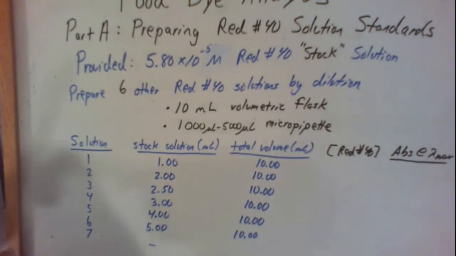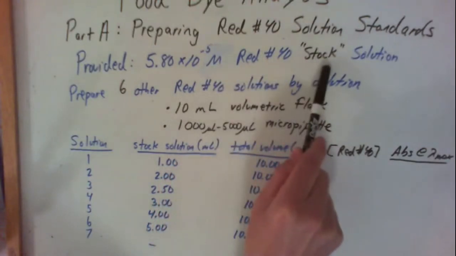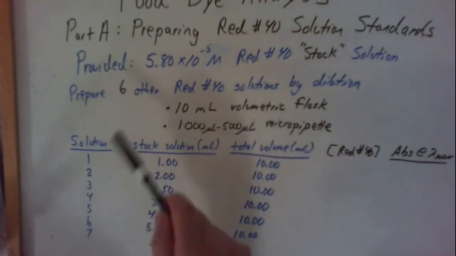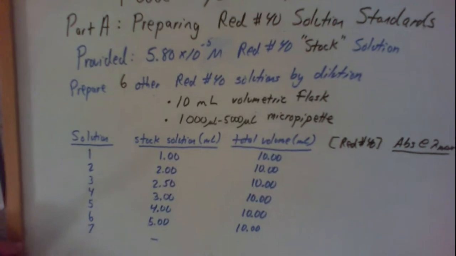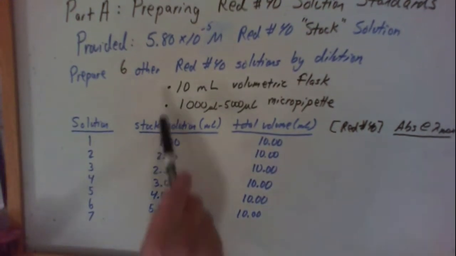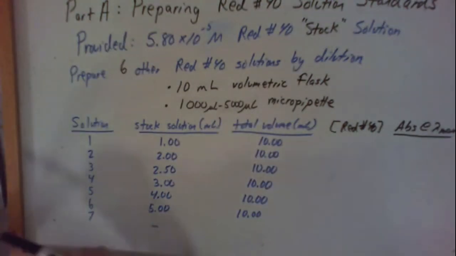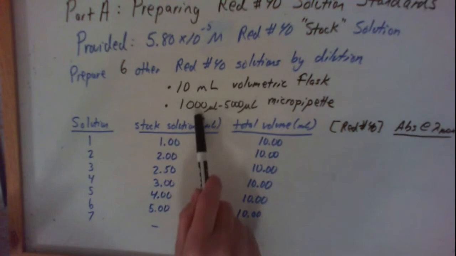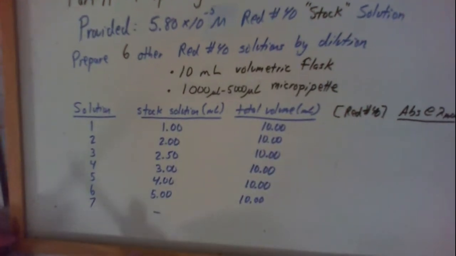So to do that, we're provided first a 5.80 times 10 minus 5 molar red 40 stock solution. This is the solution from which we'll prepare all the other diluted solutions. We'll prepare specifically 6 other diluted solutions, and we want to be very careful about making these solutions as accurately as possible. So we'll use a 10 milliliter volumetric flask to contain 10 milliliters of solution, and then to deliver various volumes of the stock red 40 solution, we'll use what's called a 1,000 microliter to 5,000 microliter micropipette. And that's going to allow us to very accurately and precisely deliver these known volumes of the stock solution.